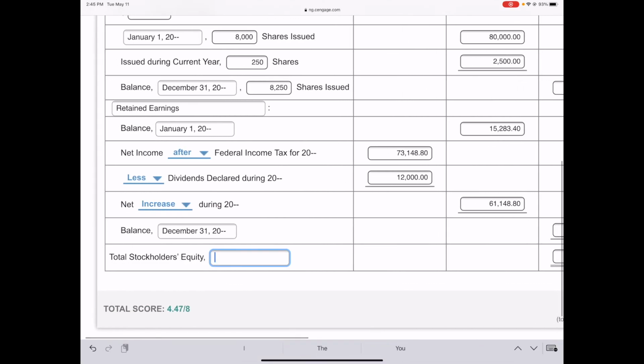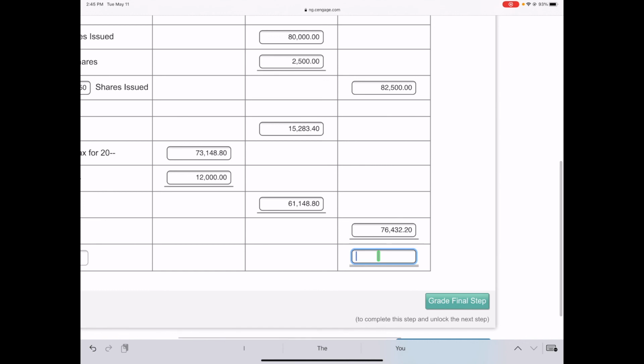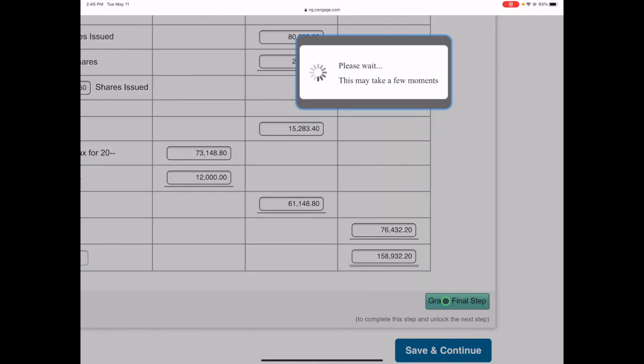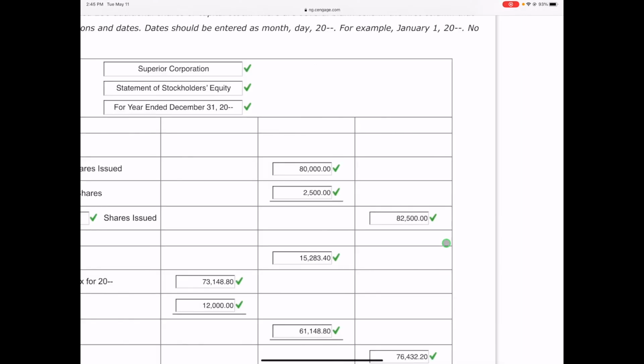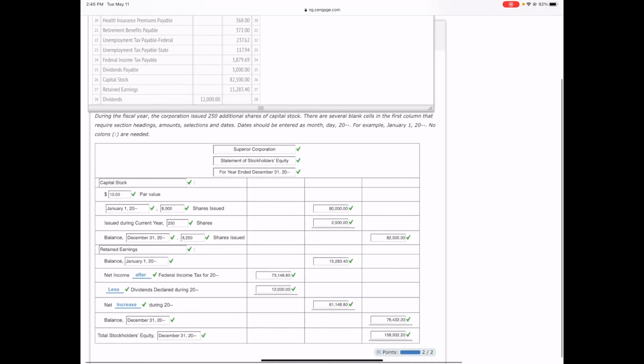Stockholders' equity, December 31st. Okay, we're going to take our capital stock plus our retained earnings, and we will come up with $158,932.20. And if I put all the right numbers in, they should all have check marks. So let's double check. And that is it.